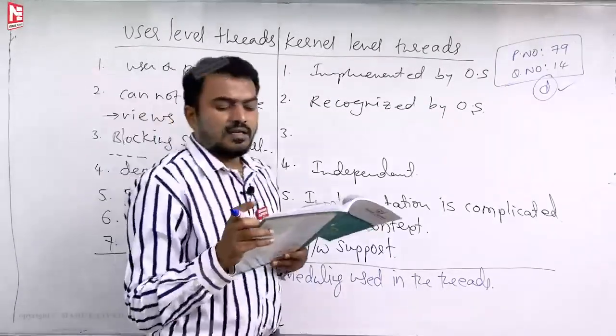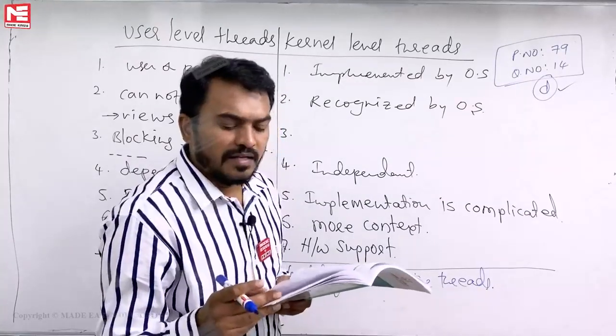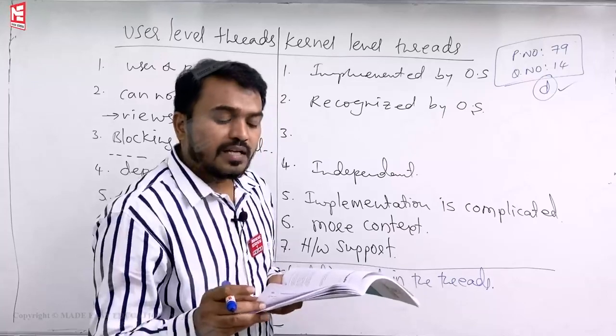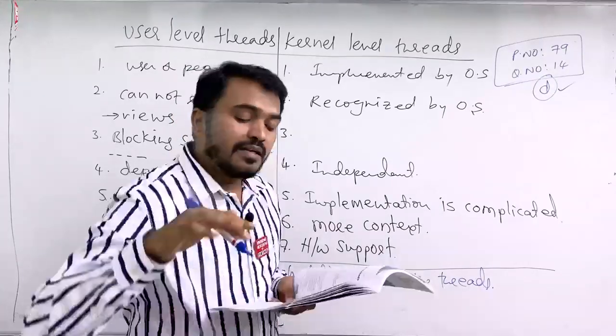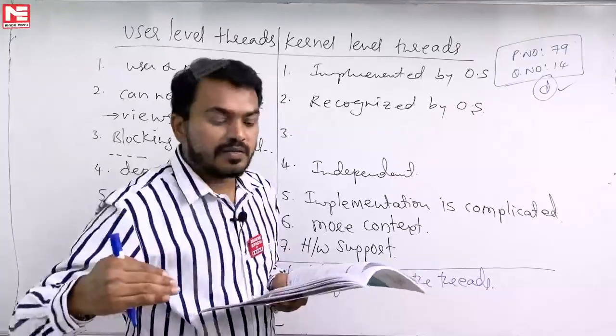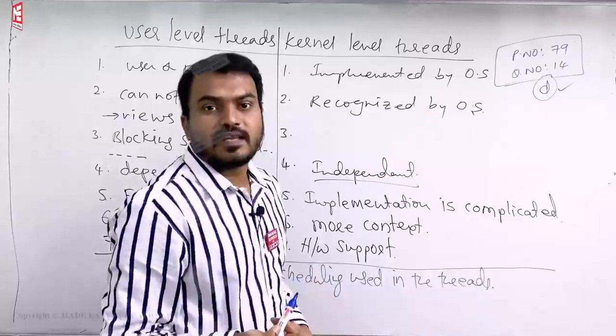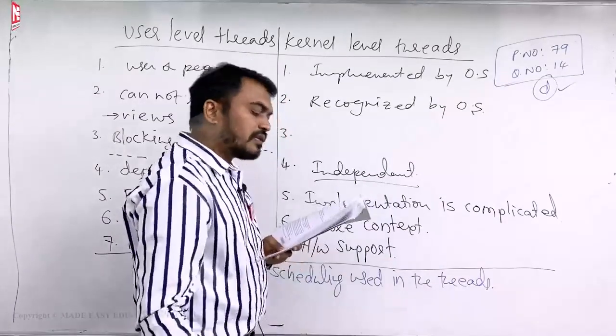And next option C, kernel level threads can be scheduled on different processors in a multi-processor system. Yes or no? Yes, sir. Because kernel level threads can be scheduled differently on different processors in the multi-processor system. Why? Because kernel level threads are independent threads. Is that clear? So that is a true statement.